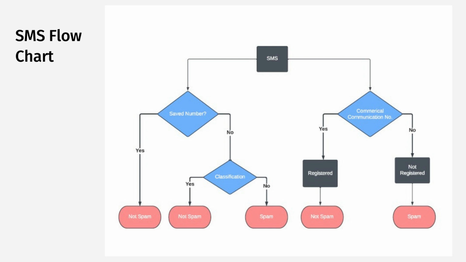For SMS, we have classified the messages into 4 groups. First, we check if the sender is a personal number or a commercial sender. If the sender is a personal number, then we check if it belongs to the user's contacts. If yes, then the message is flagged as not spam. If not, then we use a machine learning model which predicts if the SMS is spam or not in real time. If the sender is a commercial sender, and if it is registered, we classify it as not spam. And if the sender is not registered, then it is illegal and the SMS is flagged as spam.